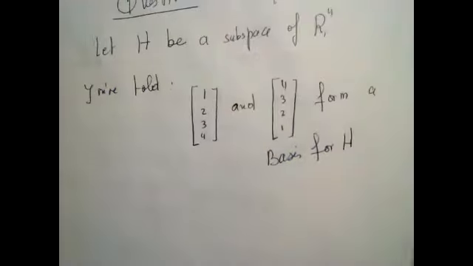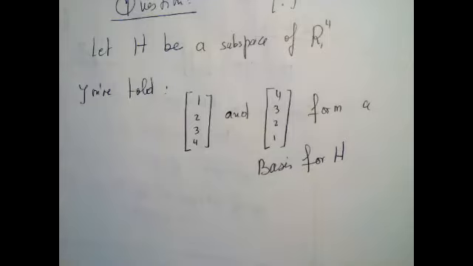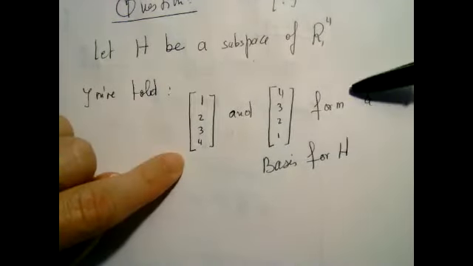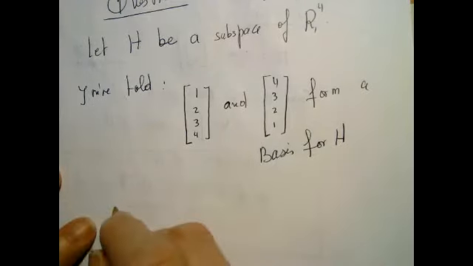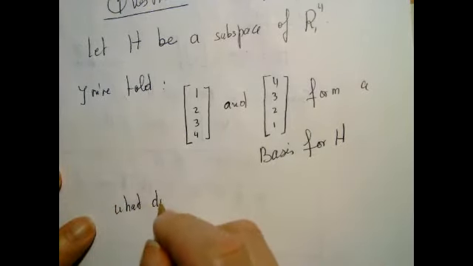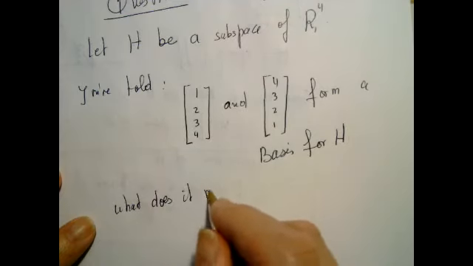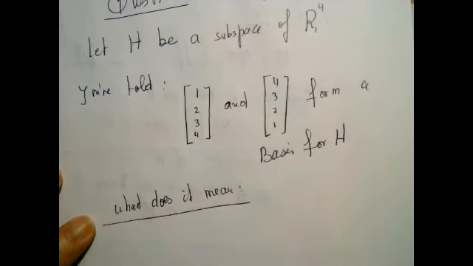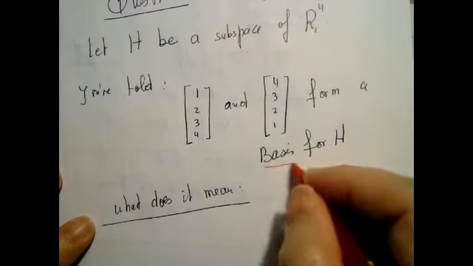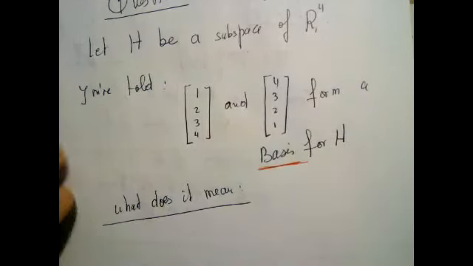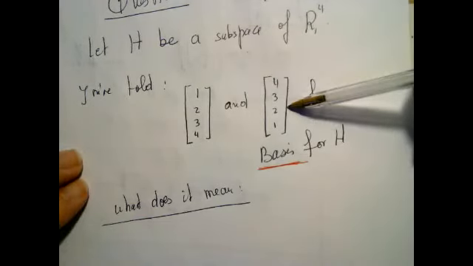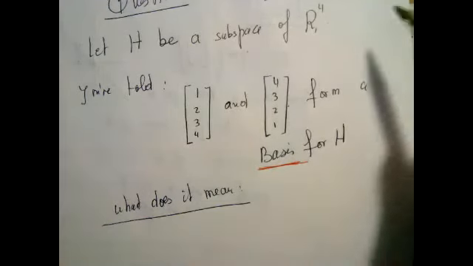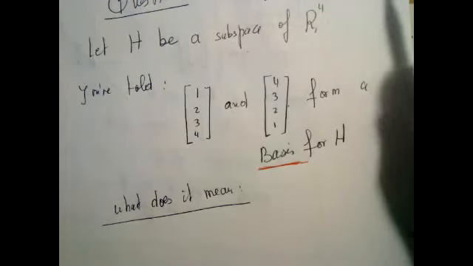So that's what's given to us. I have a subspace, and I'm telling you that those two vectors form a basis for H. What am I telling you? Before I ask my question, what does it mean to you that they form a basis for H? It tells you two things. They are linearly independent, but I don't need that because I know they are linearly independent. I just look at them. But more importantly, what else does it tell you?